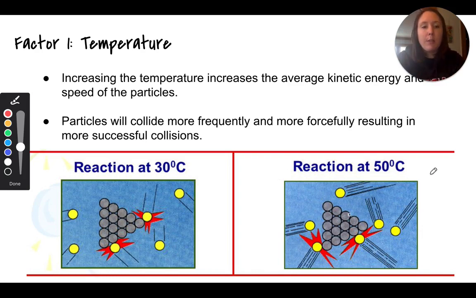So the warmer temperature results in faster moving particles, and they're more likely to collide. And it's more likely that they will collide in the correct direction if they're moving, and the collisions are happening more often.